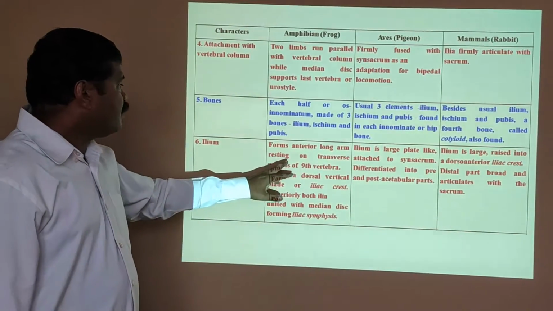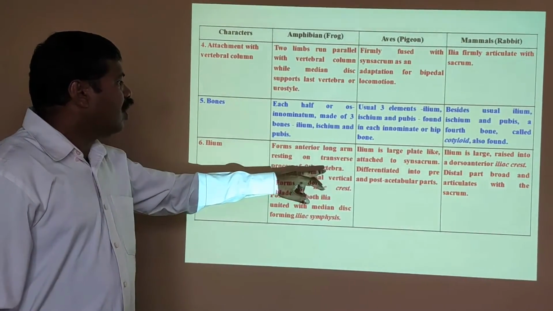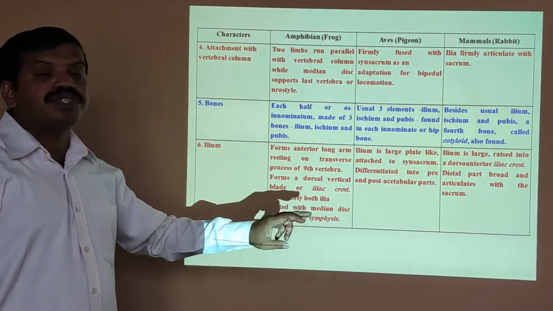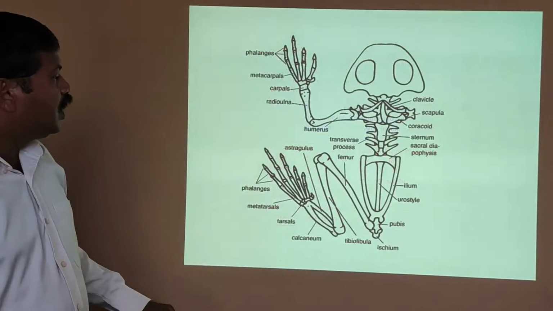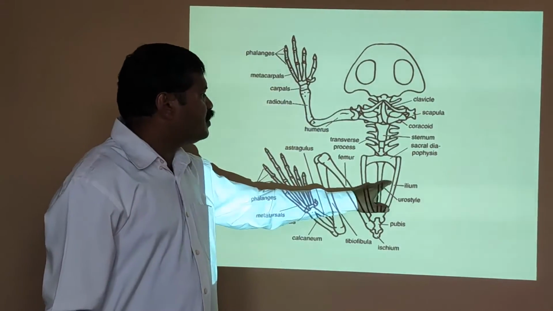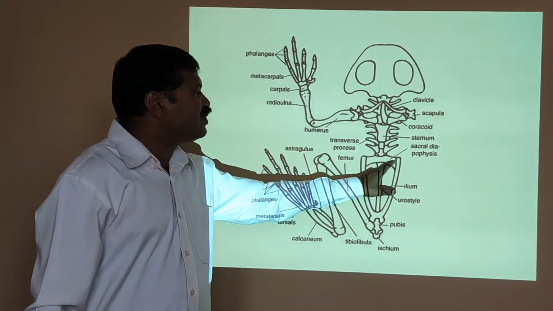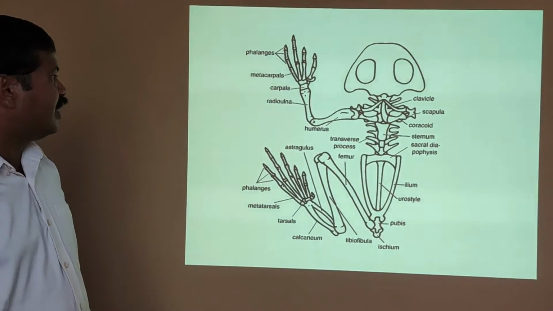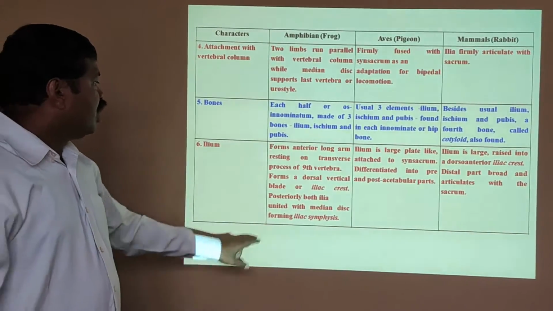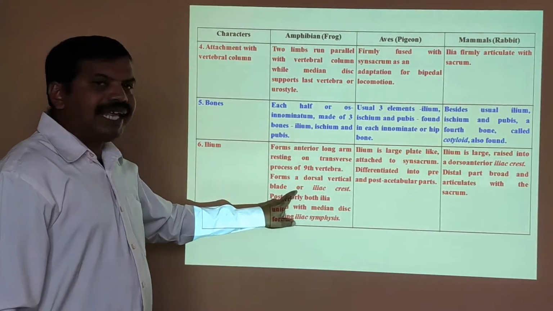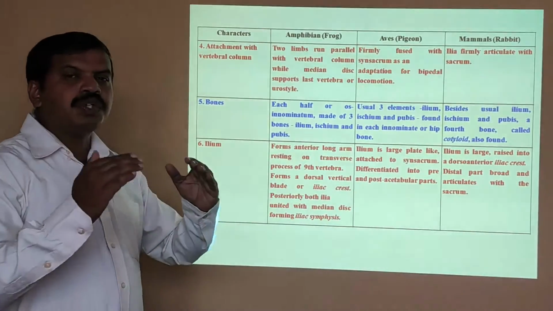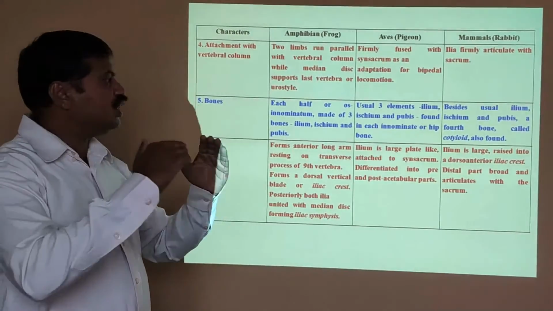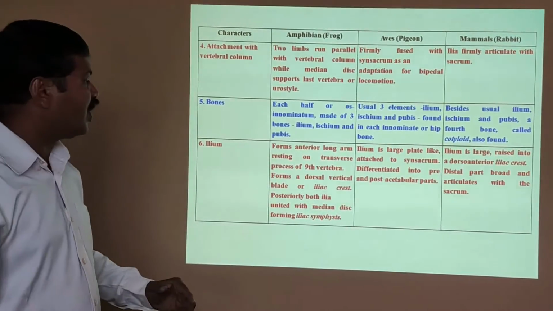So they form the anterior long arm, the long arm resting on the transverse processes of the ninth vertebra. As I told you previously, both the iliums are attached to the transverse processes of the ninth vertebra, that is the last vertebra. Right. It forms the dorsal vertical blade-like structures, because they are on the dorsal side. You can see the blade-like extensions in the ilium. They are called the iliac crest.